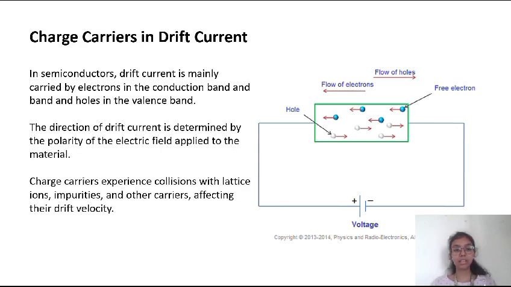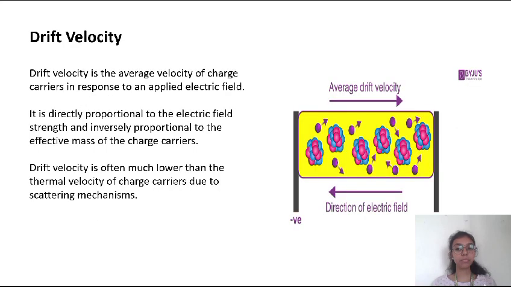In semiconductors, drift current is mainly carried by electrons in the conduction band and holes in the valence band. The direction of drift current is determined by the polarity of the electric field applied to the material. Charge carriers experience collisions with lattices, impurities, and other carriers, affecting their drift velocity.